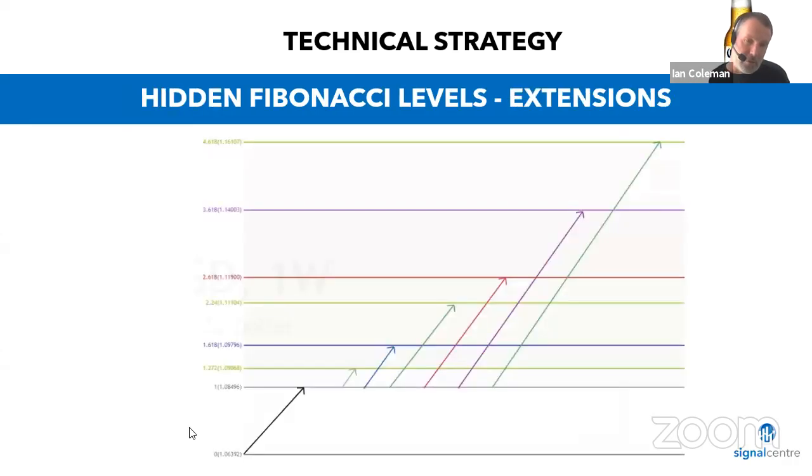Now to get on to the bits that we were talking about. So these are the hidden fib levels. We've got here 127.2% extension, we've got a 224% extension, 361.8% extension, and then this last one that we talked about, which is the 461.8% extension. All of these fib levels are used to form symmetrical patterns.